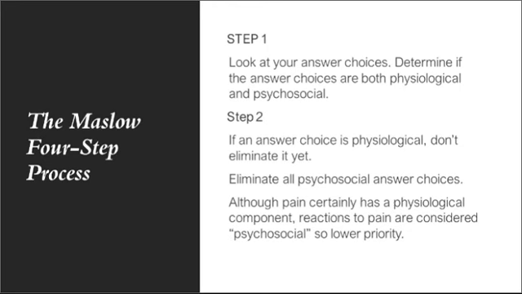There's the Maslow 4-step process. Step 1, look at your answer choices and determine if the answer choices are both physiological and psychosocial. Step 2, if your answer choice is physiological, don't eliminate it yet. Eliminate the psychosocial answer choices first. Although pain certainly has a physiological component, reactions to pain are considered psychosocial, so they're a lower priority.